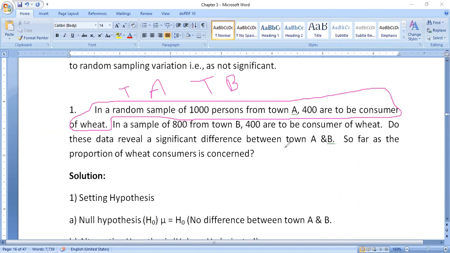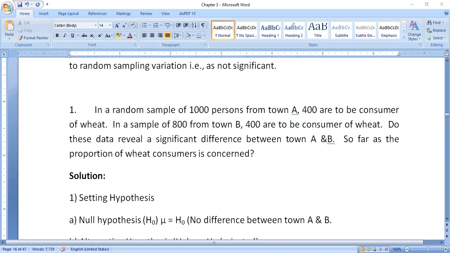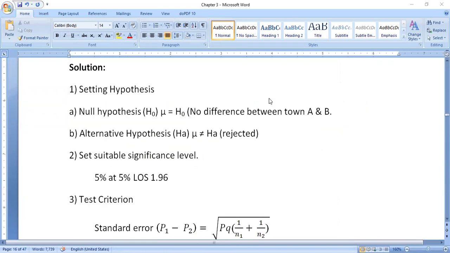In this given problem, 5% LOS and 1% LOS are not mentioned. So what we have to do: 1.96 is the critical Z value, and 2.58 is the critical Z value. Here we have to consider 5% only. Next, we are going to apply the 5 steps: setting hypothesis, setting suitable significance level, test criterion, doing calculation, then decision rule.